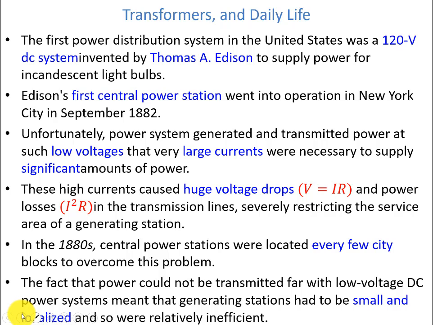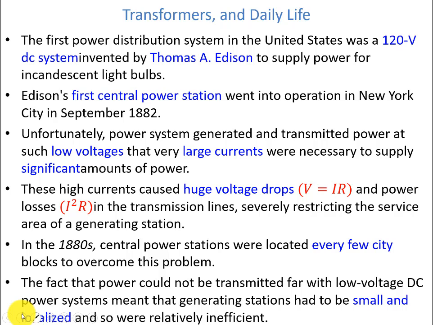So the first power distribution system developed in the United States was a 120 volt DC system, and that was invented by Thomas A. Edison, and it was used to supply power for the incandescent light bulbs. Then the Edison first central power station went into operation in New York City in September 1882.